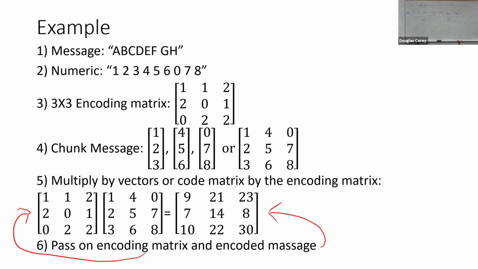As long as I can get the encoding matrix and the encoded message matrix to the person I'm passing the message to, they can decipher it. But the question is how? How are they going to decipher that message? So just take 20 or 30 seconds, talk to your neighbor. What are you going to do?